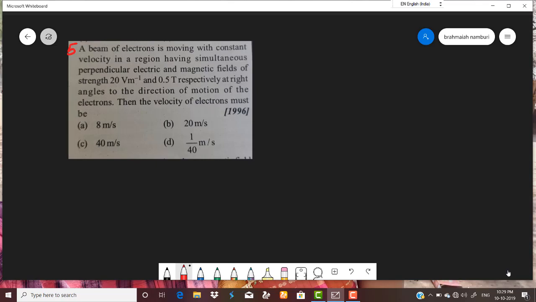So here, the electron is moving with constant velocity. At this time the force due to the electric field is equal and opposite to the force due to the magnetic field. So force due to electric field Q E equals force due to magnetic field Q V B. Here Q gets cancelled. We want to find the velocity here. V equals E by B. E is 20 and B is 0.5, so that equals 40 meter per second. Option C is the right answer.